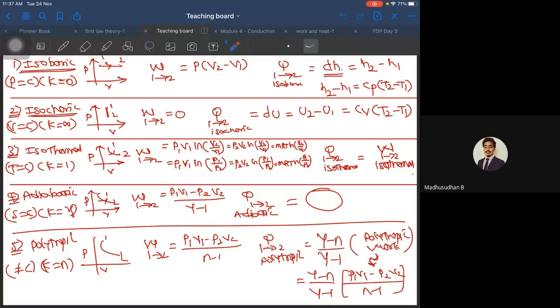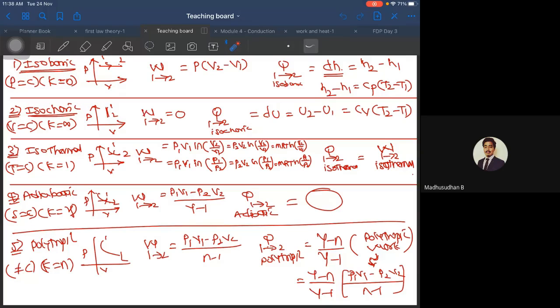The second process, isochoric process. In this process, the volume remains constant. The value of K is infinite. It is a vertical line in a PV diagram. The work done is 0 in case of isochoric process, as there is no area beneath the process. And the heat flow is calculated as change in internal energy. Remember, isochoric, the change in internal energy. Isobaric, change in enthalpy. Keep this in mind.